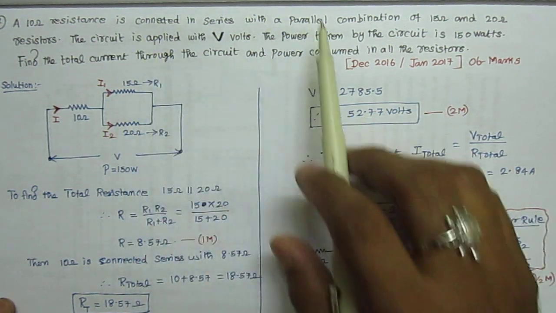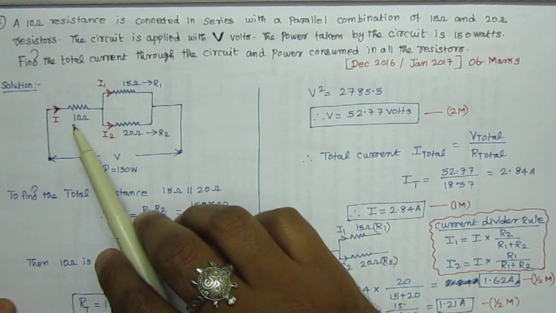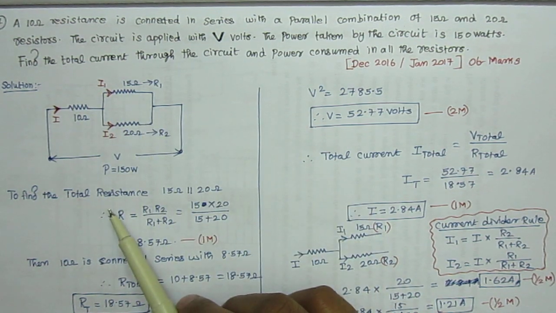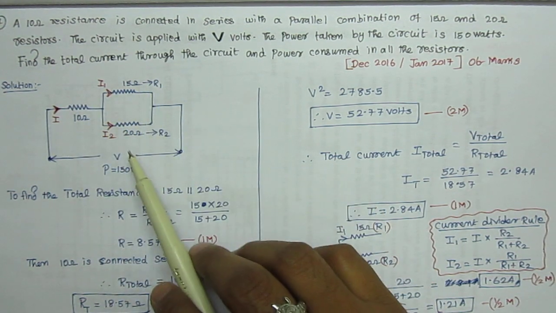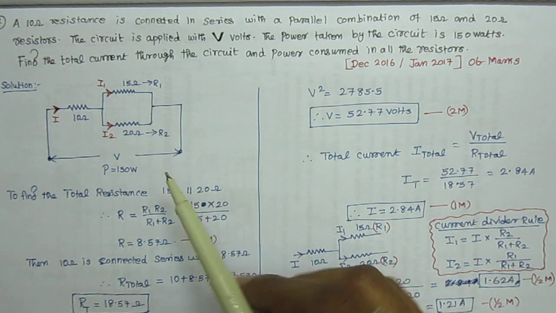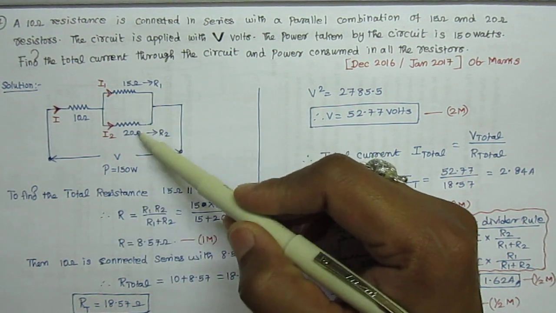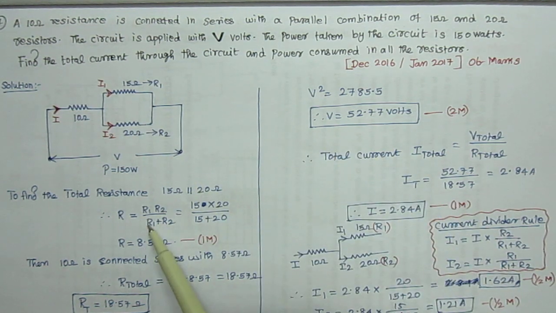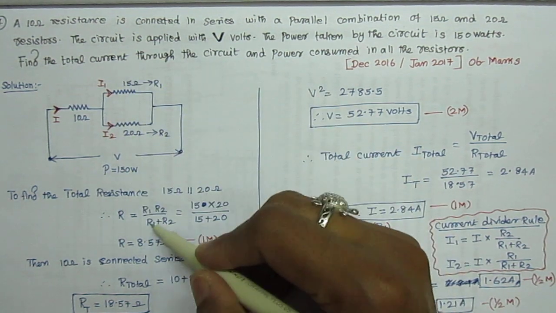So according to this question, we have drawn the circuit diagram. 15 ohms and 20 ohms are connected in parallel and 10 ohms is connected in series. Now for finding the total resistance, they have given all the resistor values, but we don't know the total or equivalent resistance. So already we know the formula. Here 15 ohms and 20 ohms are connected in parallel. So if you apply the formula, R1 R2 divided by R1 plus R2, we will get R equal to 8.57. That is, only this part has the value 8.57.